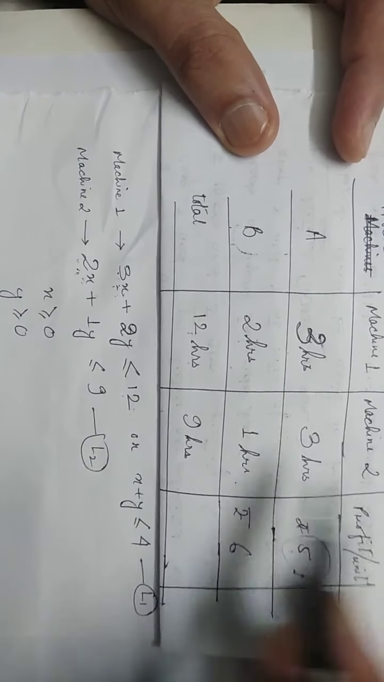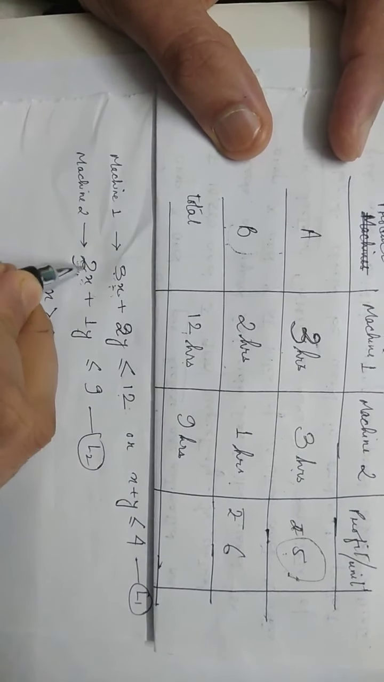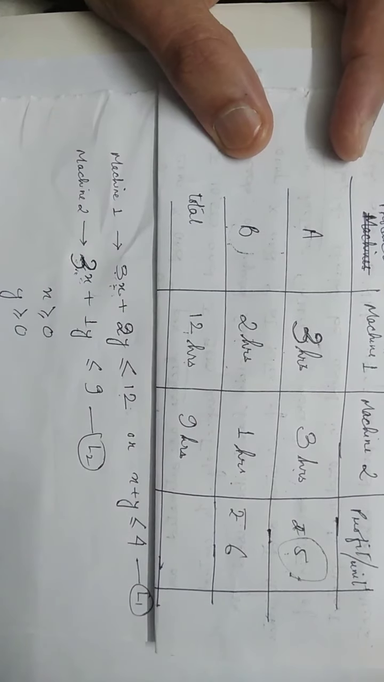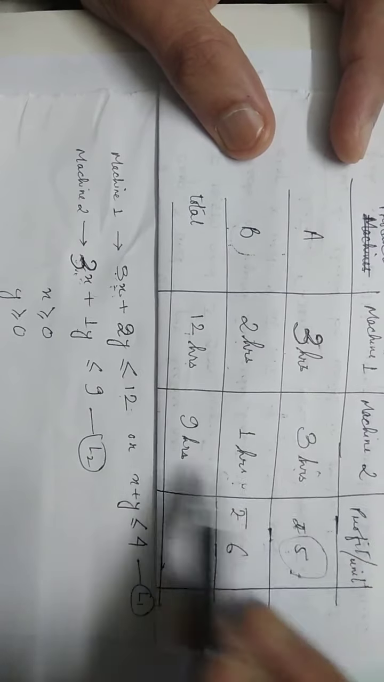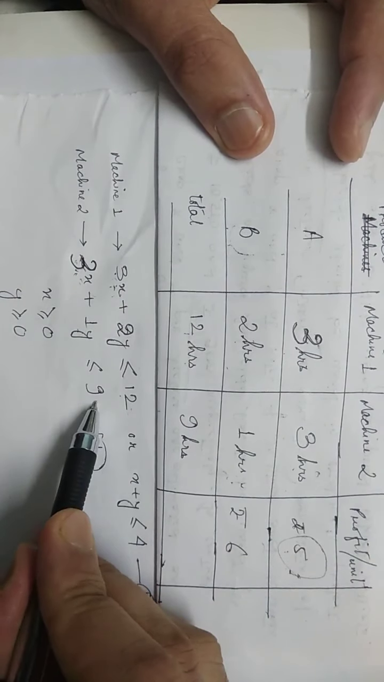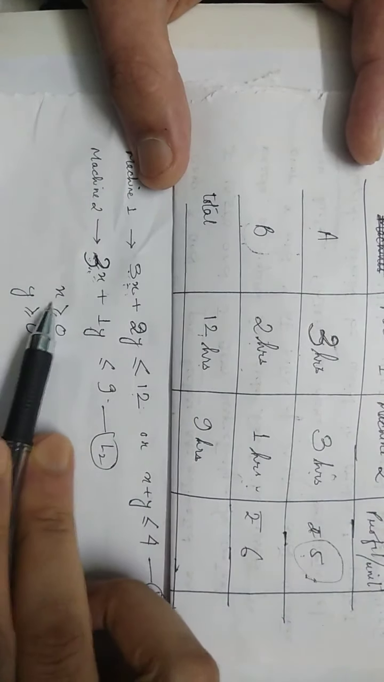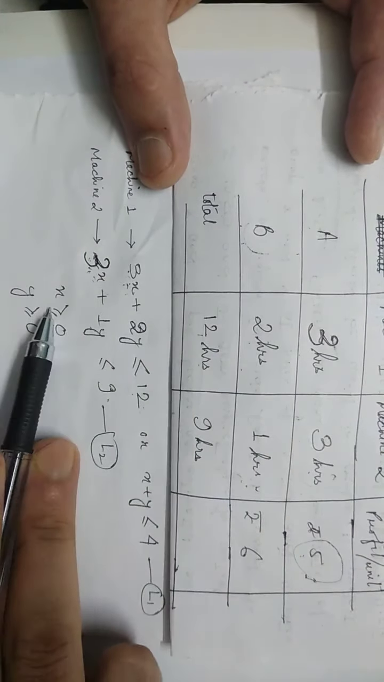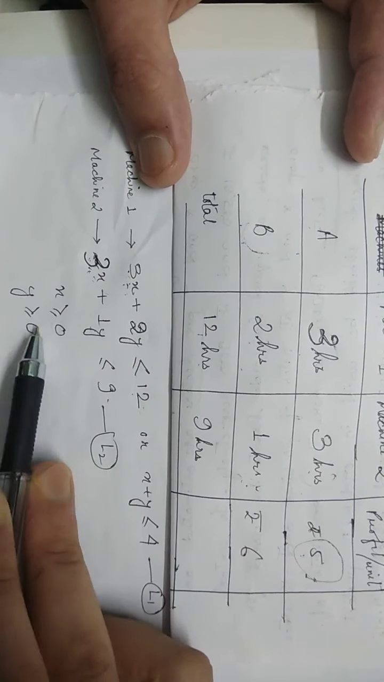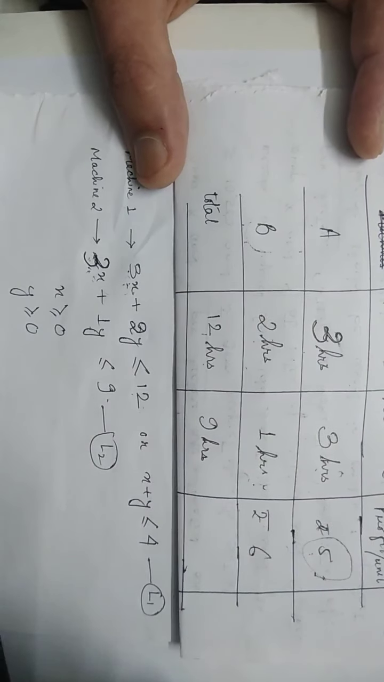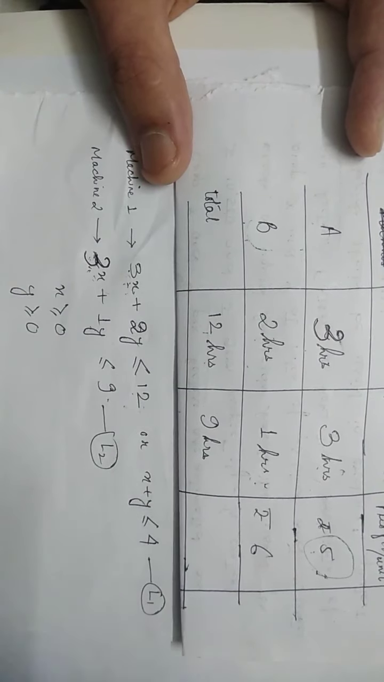Now machine 2 will work 3 hours for product A and 1 hour for product B, so 3x plus y. In total it can work for 9 hours, so less than or equal to 9. Now x, the production of product A, should be greater than or equal to 0. For product B, y can also be greater than or equal to 0. For the first equation, you can also write it like this by cancelling 3.